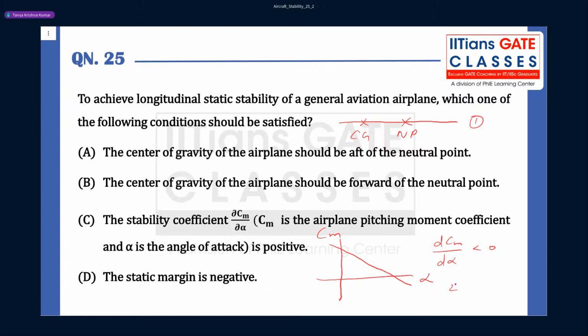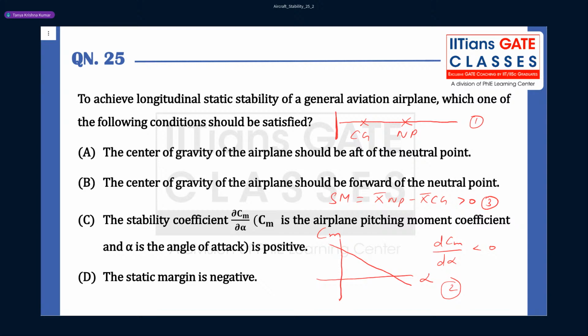This is condition number 2. And then we had seen something known as static margin, right? What was static margin? Static margin is x bar np minus x bar cg. Now, if your CG is ahead of the neutral point and you take some reference point here, your x bar np will always be greater than x bar cg for a stable aircraft. So static margin also will be greater than 0. This is point number 3.